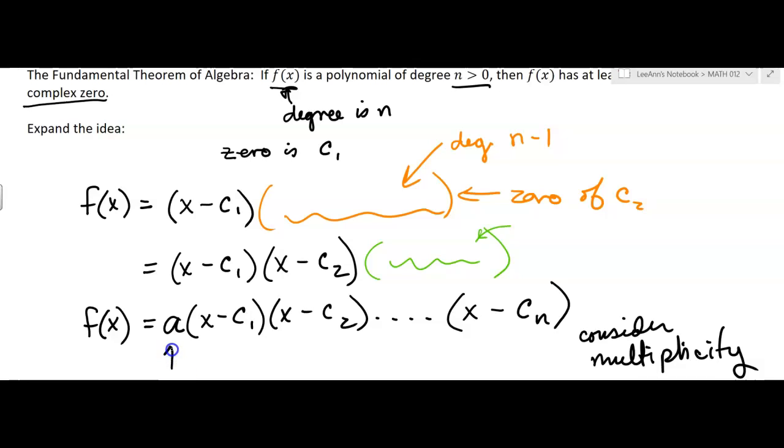Now we've done some work with this idea in another section, so we'll see that again as we do some examples, okay? But that's the idea of the fundamental theorem of algebra, that say you have a 5th degree polynomial, you're going to have 5 zeros, and then you can write them as linear factors and get the polynomial. Okay, so we'll see an example or two.